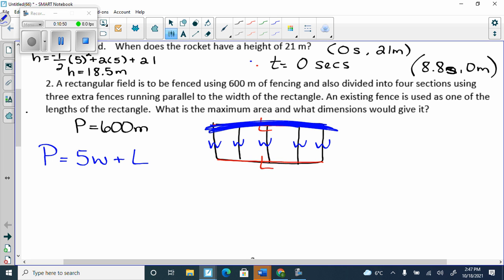That's really well worded. Okay, so P is 600. Then I'm going to isolate L. If it was 2L, I'd get 5 over 2W, which makes it substantially harder, right? Look how nice I am. So we're going to subtract 5W, and we're going to get L equals negative 5W plus 600.